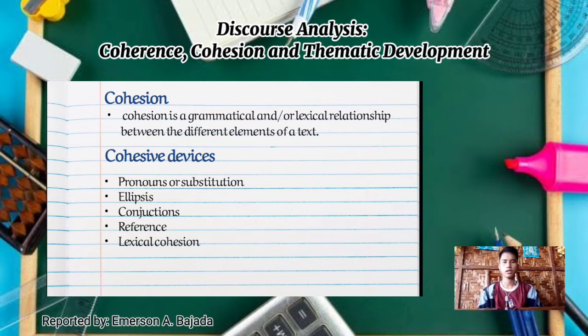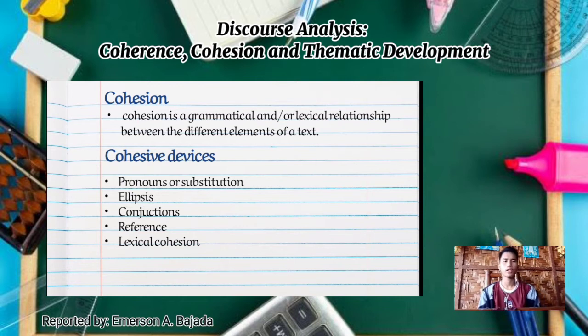And the third one is conjunction. Conjunction is a word which joins words and sentences, such as the conjunctions but, when, and, so, or, unless, and so on.